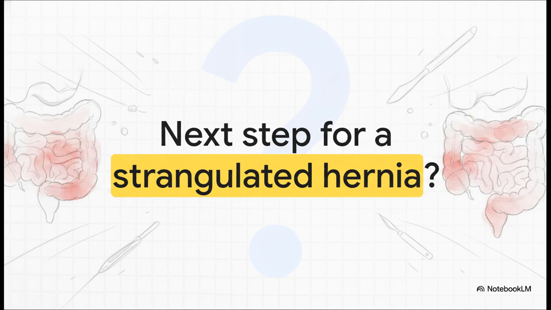Next case. A 55-year-old male presents with a warm, tender, irreducible right inguinal hernia. What is the absolute most appropriate next step? A, urgent ultrasound. B, elective repair. C, emergent operation. D, incision and drainage. Or E, 48-hour bed rest. The answer is definitely C, emergent operation.